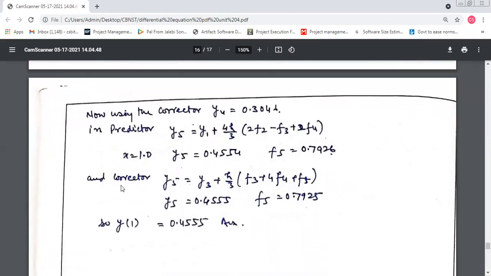And once it is done, you apply the corrector formula for calculation of the value of y5, that is equal to y3 plus h by 3. Now we know f3, we know f4, we know f5. Putting all these values, you will be getting y5. And once we put x5 is equal to 1 and y5 is equal to this, we are able to get f5, that is 0.57925. So the value of y at 1 will be equal to 0.455. So this is how Milne's predictor and corrector method is applied to solve the ordinary differential equation.